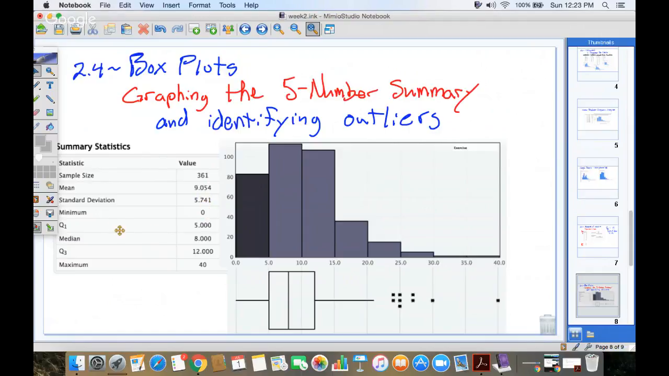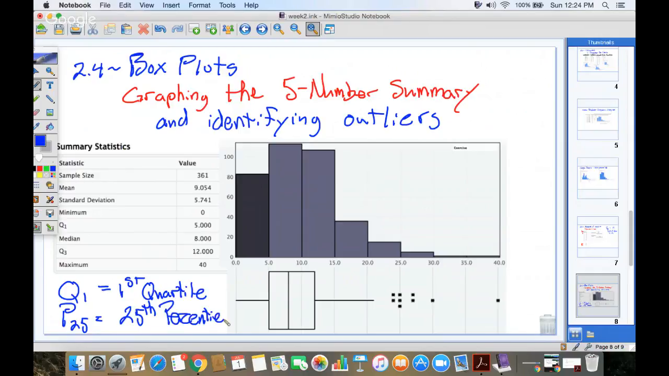Then it gives me the minimum. Q1 is the quartile 1, which is the 25th percentile. Let's make a note of that. So Q1 is what's called the first quartile. And a quartile is a position that marks where 25% of the data is below that point. So that's the same thing as P25, which is the 25th percentile. Median would be the 50th percentile, and Q3, the third quartile.